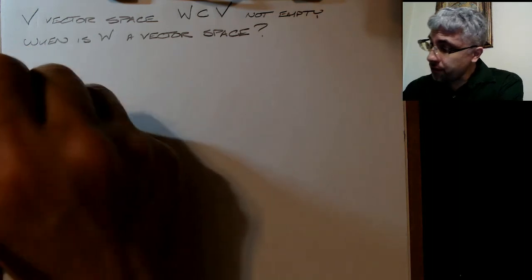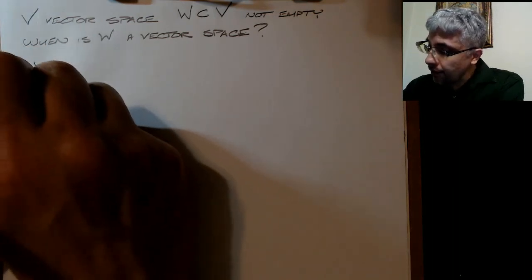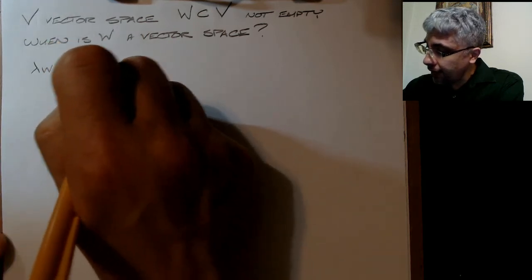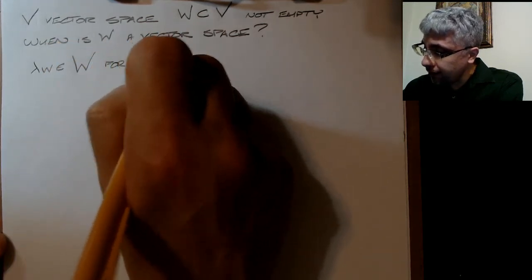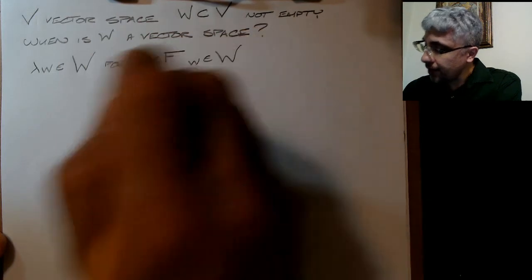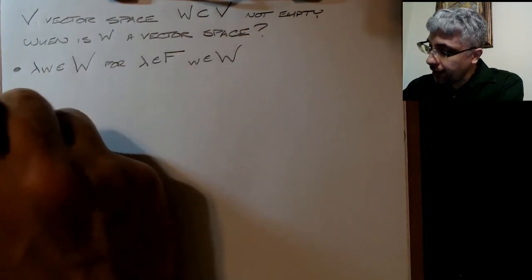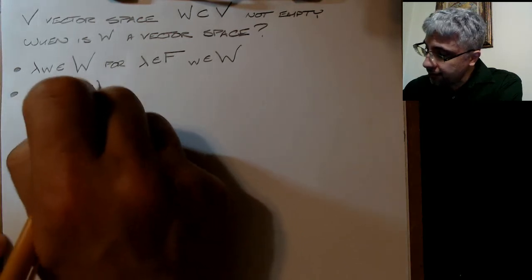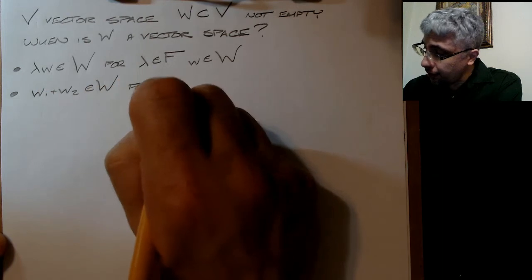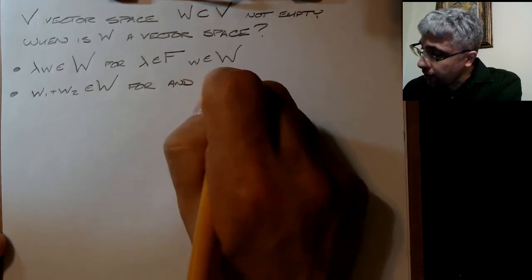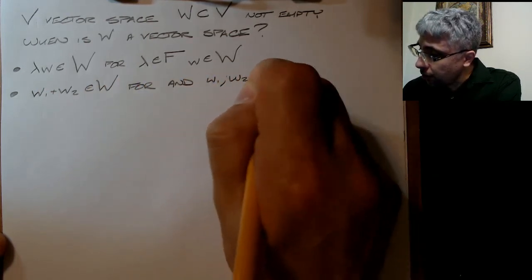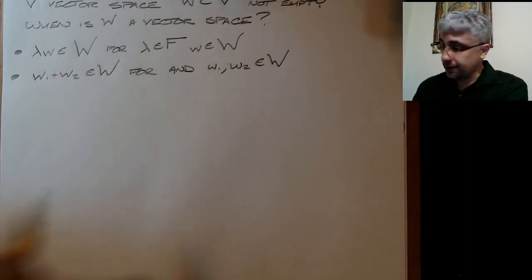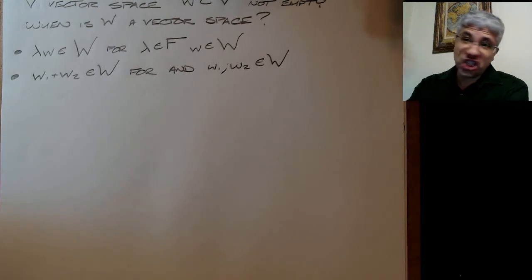I need closure. So I need lambda w is in W for any lambda in the field, whatever that field is, and w in W. And what else do I need? Well, I need w1 plus w2 to be in W for any w1 and w2, which are in W. So I need these two things. I need this and this before we can check the rules.